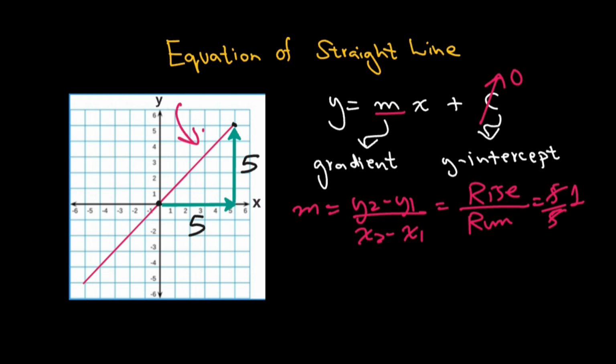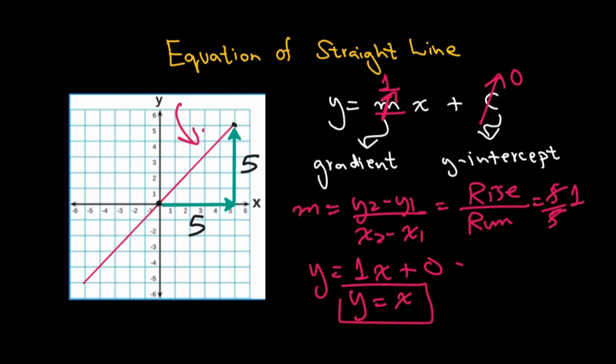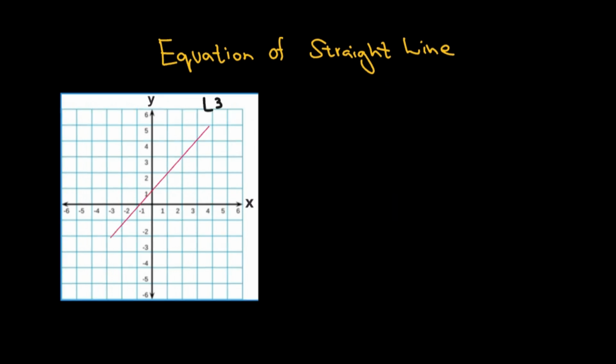So the equation of this line becomes y equals 1x plus c, and c equals 0. So the equation simplifies to y equals x. Now find the equation of the line L3. The line L3 is a straight line and it has an equation in the form y equals mx plus c, where c is the y-intercept, and from the diagram you can see that it has a y-intercept of 1.